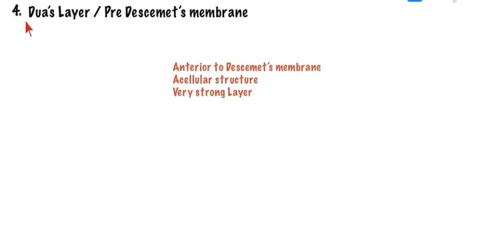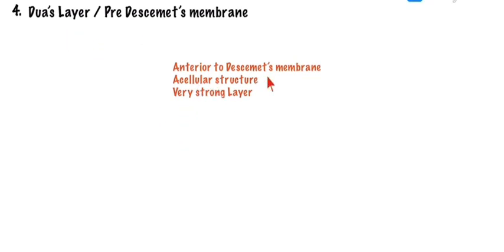Next is the Dua's layer. The fourth layer of the cornea is the Dua's layer. Dua's layer is otherwise called pre-Descemet's membrane because it is located anterior to the next layer, which is the fifth layer of the cornea, Descemet's membrane. Why is it called Dua's layer? It was found by a doctor named Harminder Dua. So it's named after him, and it was only found in 2013, very recent. So Dua's layer was the very last layer to be found, the fourth layer, only in 2013.